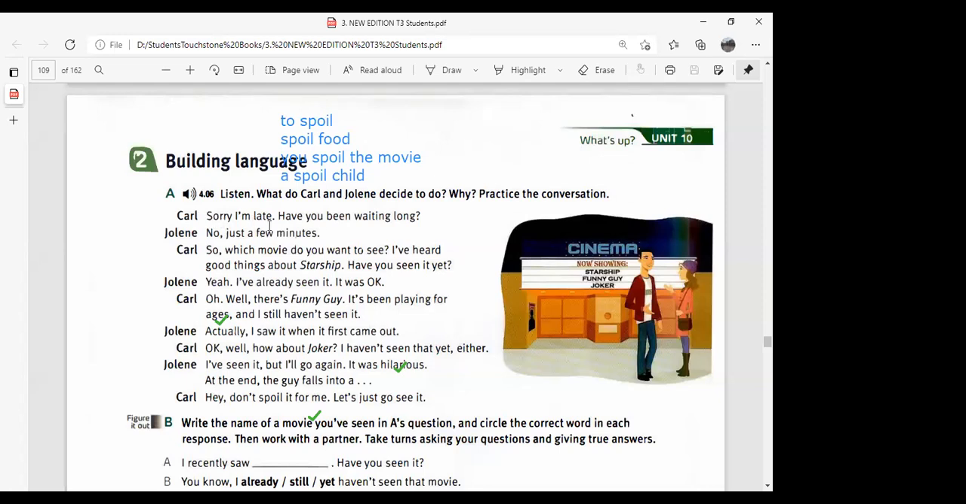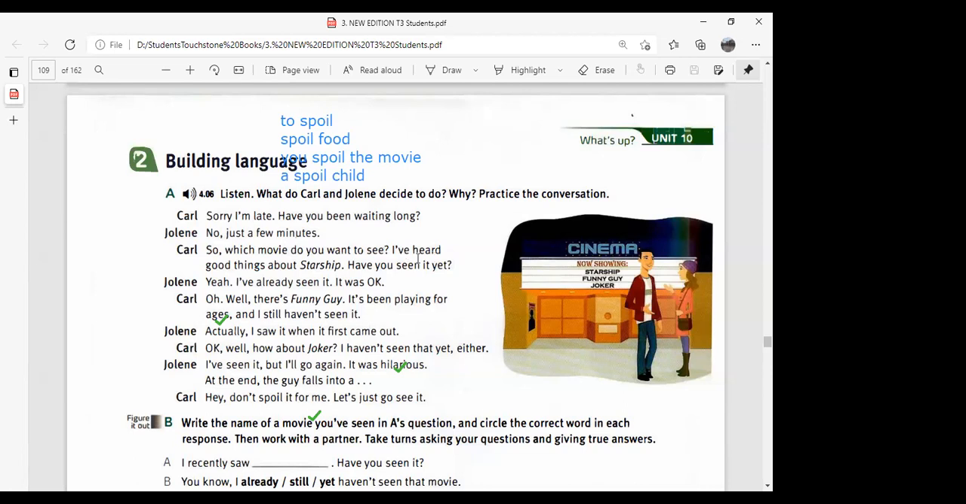Okay. I'm late. Have you been waiting long? No, just a few minutes. So which movie do you want to see? He said, if you pay attention, which movie do you wanna see? Wanna see. In conversation, it's just one, like gonna, etc. This is the same pronunciation, Gloria.